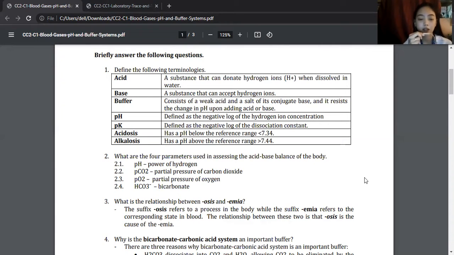Buffer. It consists of a weak acid and a salt of its conjugate base, and it resists the change in pH upon adding acid or base. And ang effectiveness ng buffer ay nakadepende sa negative log of the buffering system and the pH of the environment in which it is placed. A buffer consists of a weak acid such as carbonic acid and a conjugate base such as bicarbonate.